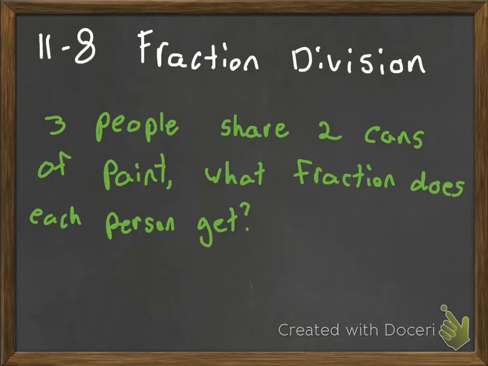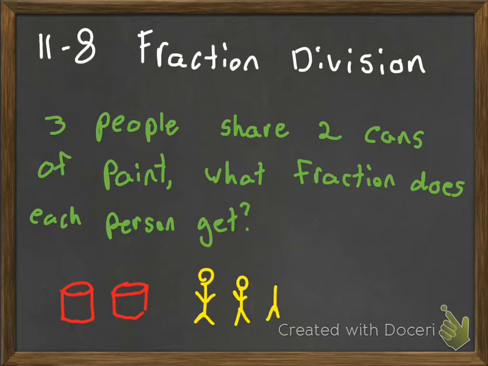Okay. Now normally I would just do a division problem and split up the paint, but I know that if I only have 2 cans, I can't share them amongst 3 people because there's not enough cans for each of them to get 1 can of paint. So my 2 cans I have to split up amongst these 3 people, or divide those 2 cans of paint among 3 people. So what does that look like?